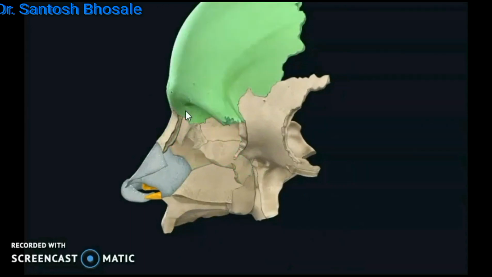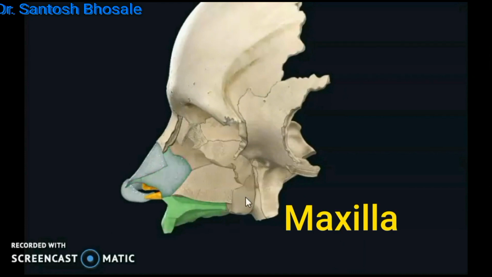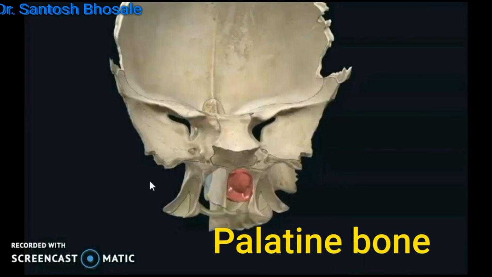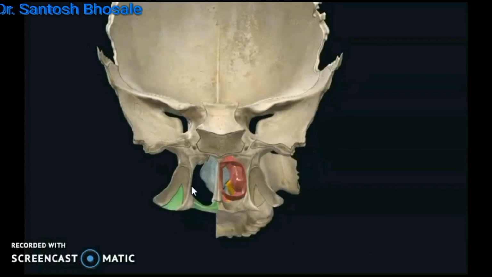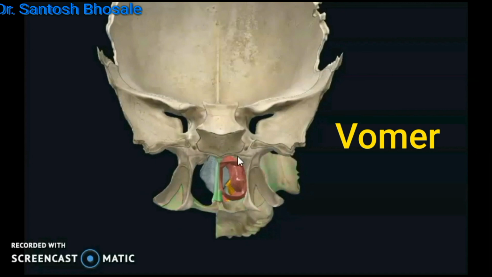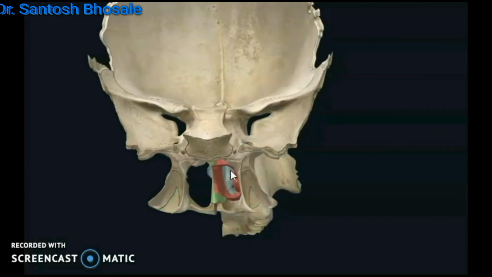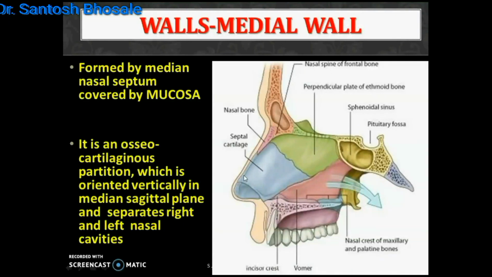So these are the bones: nasal bone, frontal bone, lateral cartilage, that is septal cartilage. Septal cartilage is a part of the septum, but you can see here below the palatine bone and the maxilla bone. And you can see above, the sphenoid is there. Vomer is dividing the nasal cavity into two parts. Vomer guards the choana. On the other side of the vomer you are seeing the choana, the posterior nares.